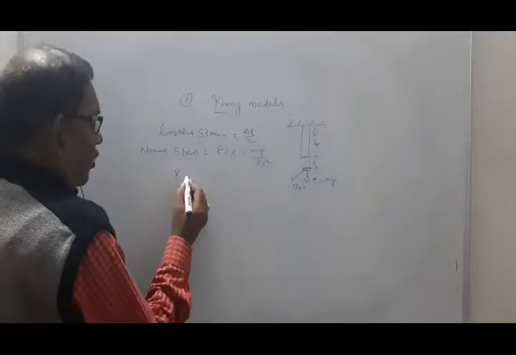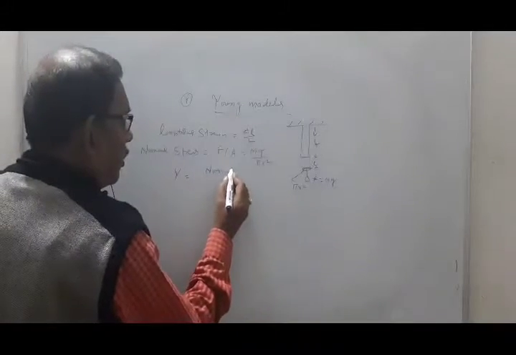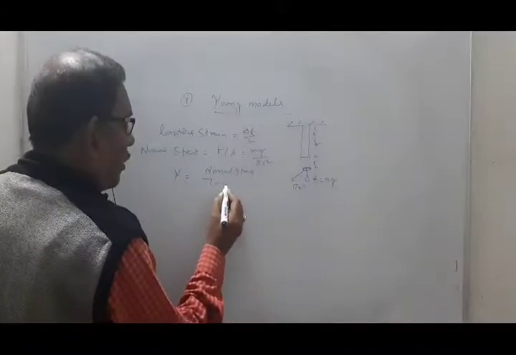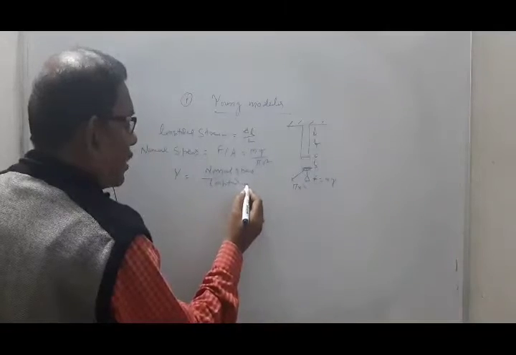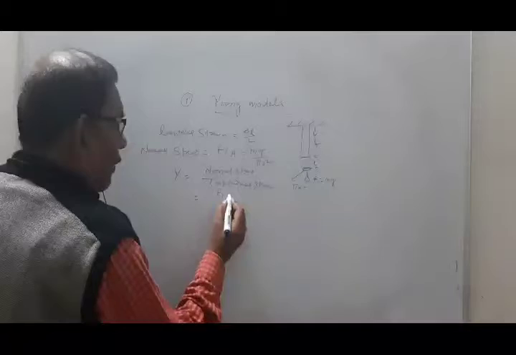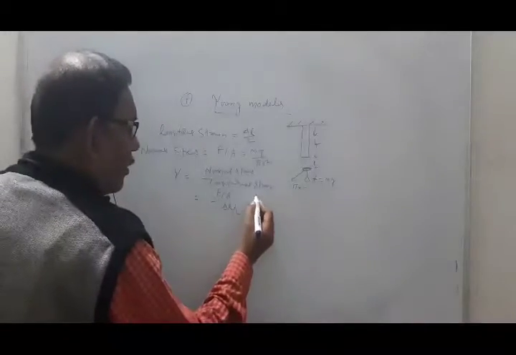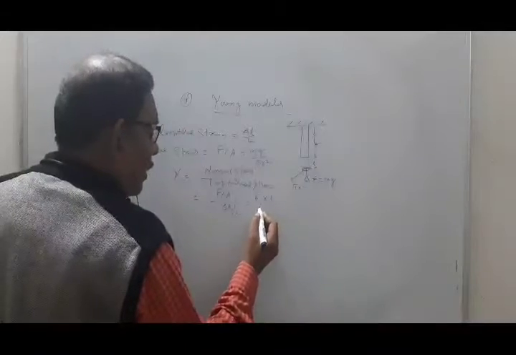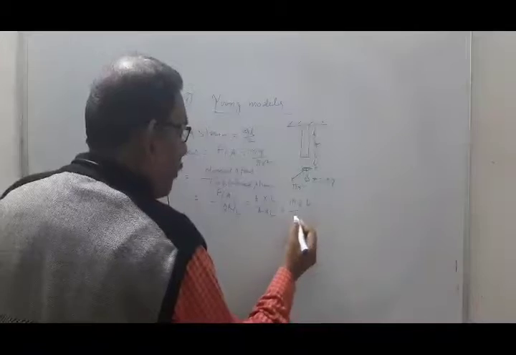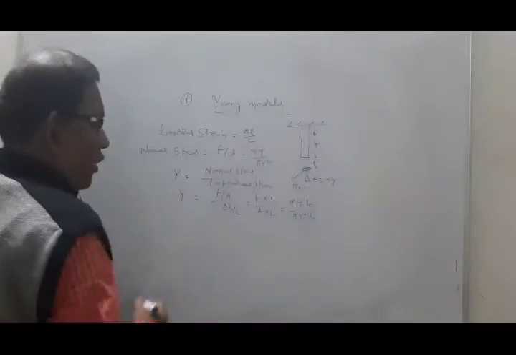So Young modulus Y is equal to normal stress by longitudinal strain. It means F by A divided by delta L by L, which is F into L over A into delta L. It is mg L by pi r square into small l. So this is your Young modulus.